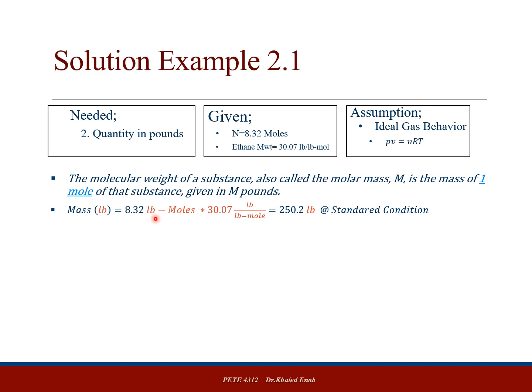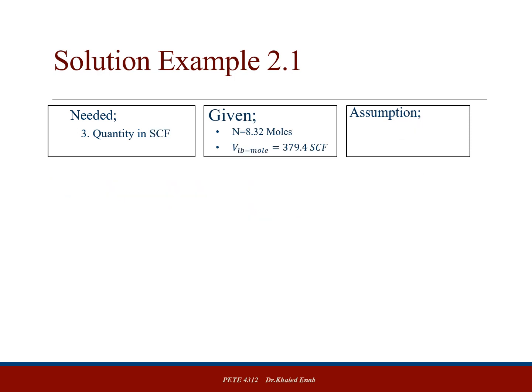So, because the molecular weight gives us the mass of 1 pound mole under the standard condition, when you multiply it by the pound moles that we get from the previous equation, we get how many pounds this mass equals under the standard condition, which is 250.2 pounds. So the third question, or the third need, is the quantity in SCF, standard cubic feet, at standard condition.